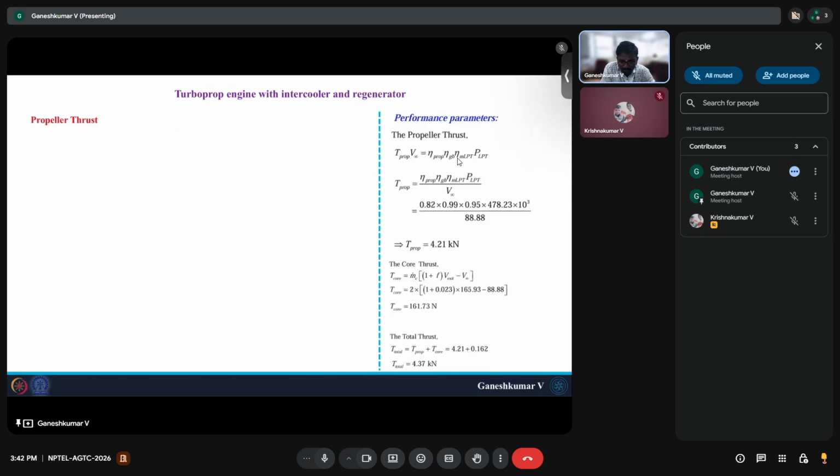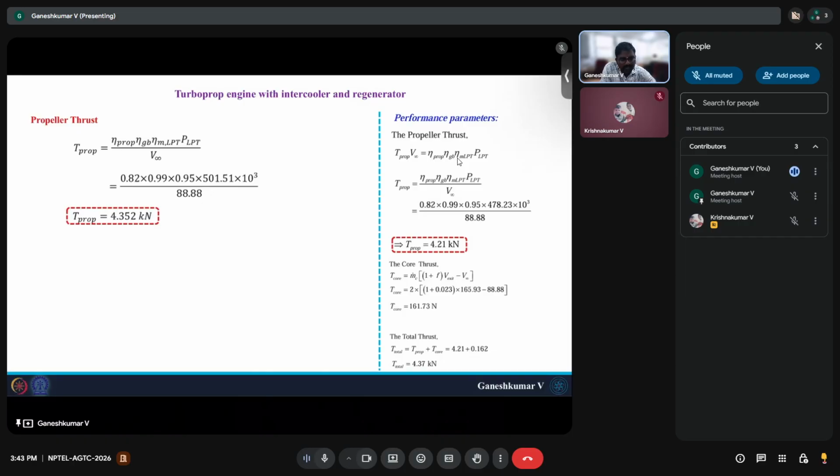Okay. All right. So now we can find the propeller thrust. What is the amount of thrust generated by the propeller? That is going to be the propeller efficiency times the gearbox efficiency used to transfer the LP turbine power in the spool, and also the power extracted at the LP turbine, divided by V infinity. So we can calculate the thrust to be around 4.352 kilonewton, which is slightly higher than what we calculated before, 4.21 kilonewton.